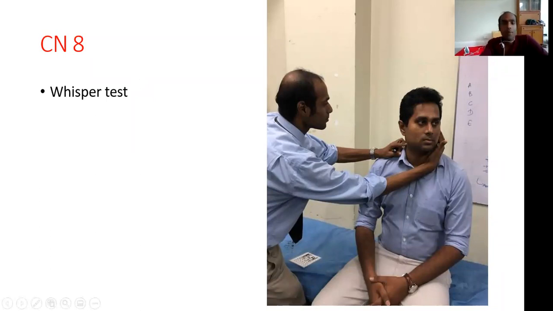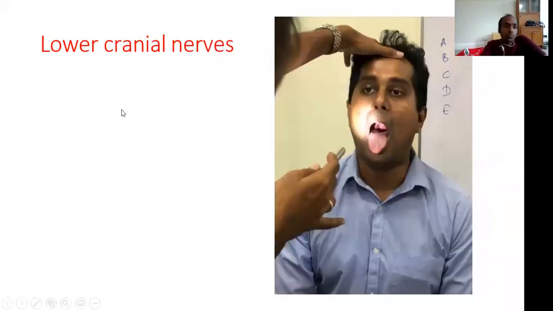So 7 is muscles of facial expression, 8 is the whisper test. Now remember that the 8th cranial nerve also has a vestibular component which is not routinely examined. Now we are left with 9, 10, 11 and 12, which are the lower cranial nerves.